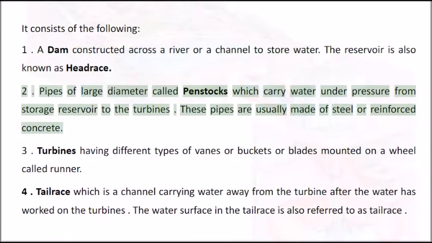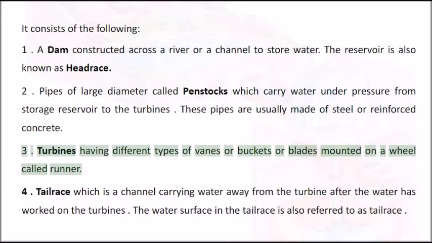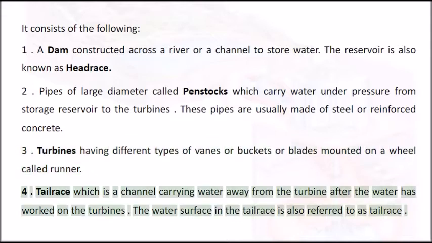2. Pipes of large diameter called penstocks, which carry water under pressure from the storage reservoir to the turbines. These pipes are usually made of steel or reinforced concrete. 3. Turbines having different types of vanes or buckets or blades mounted on a wheel called the runner. 4. Tail race, which is a channel carrying water away from the turbine after the water has worked on the turbine. The water surface in the tail race is also referred to as tail race.